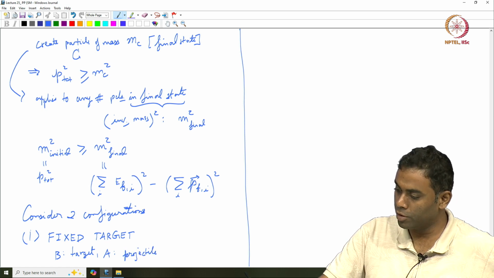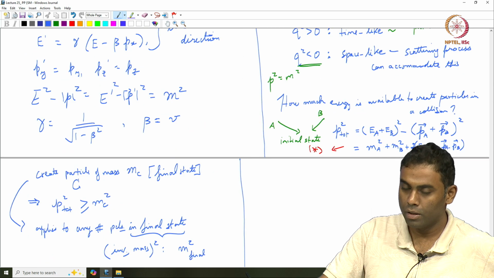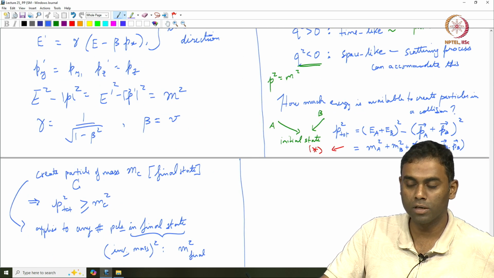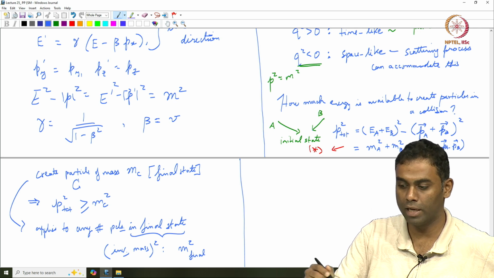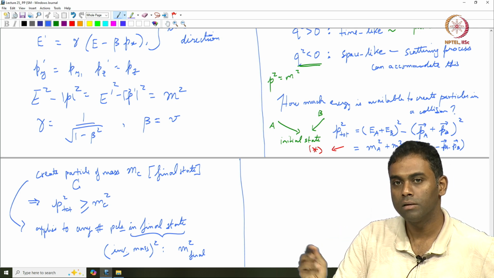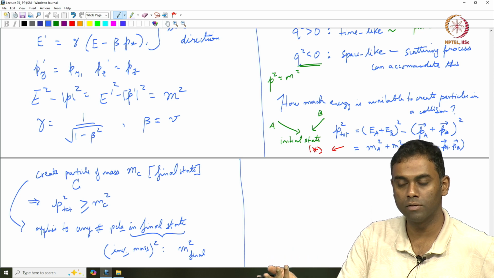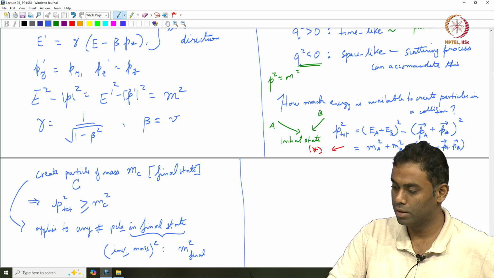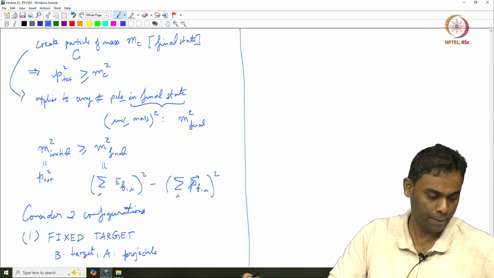Any experiment can be turned into a fixed target experiment. How? You just go to the rest frame of one of the colliding particles. In this case, this picture is in the lab frame, A and B, what you are seeing here. If I go to the rest frame of B, then in that frame B is stationary, and so it is a fixed target experiment. A is a projectile now. That is all we are doing actually.